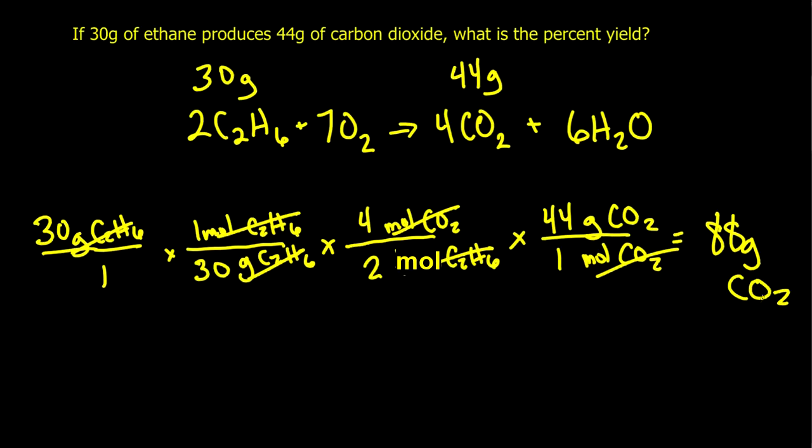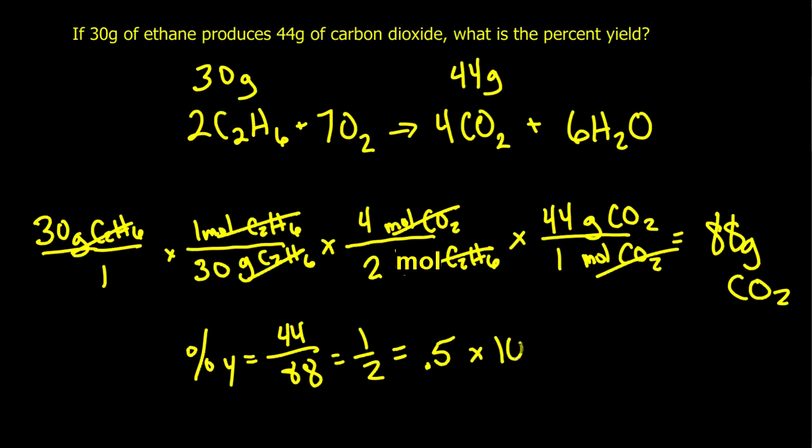So this is my theoretical yield. But we only produced 44 grams. So what's my percent yield here? Well, percent yield is equal to the actual, which is 44, over the theoretical, which is 88. So that's going to be 1/2, which is 0.5, times 100. So I produced a 50% yield. And there is my answer.